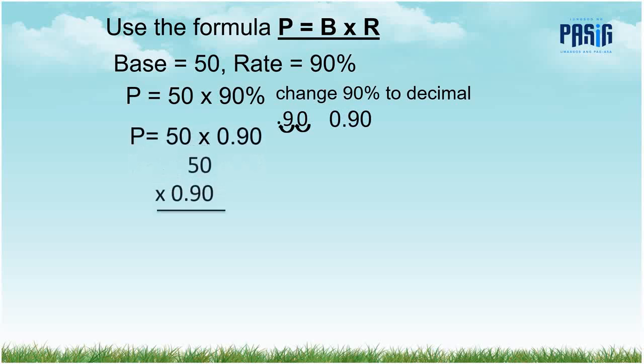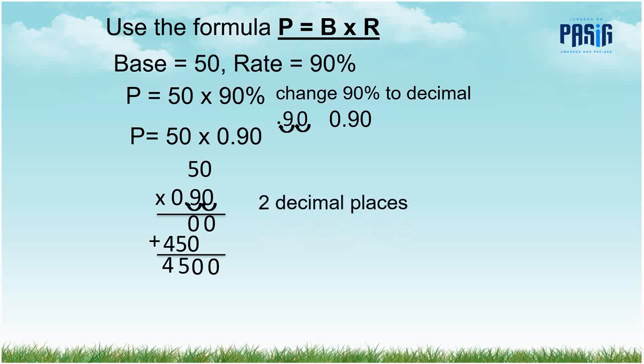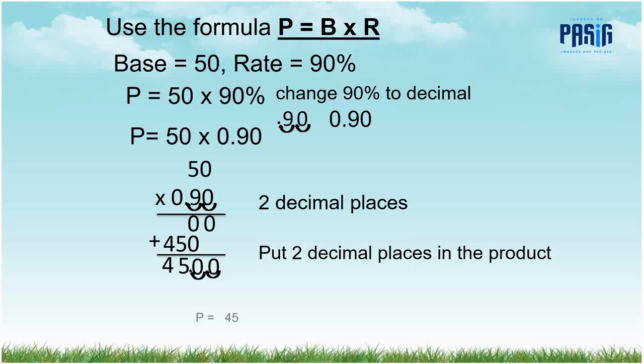Then multiply. 0 times 0 is 0. 0 times 5 is 0. 9 times 0 is 0. 9 times 5 is 45. Then add. Bring down 0. 0 plus 0 is 0. Bring down 5 and bring down 4. Count the decimal places in the factor. There are 2 decimal places in the factor. Put 2 decimal places in the product and indicate the decimal point. So, the percentage is equal to 45.